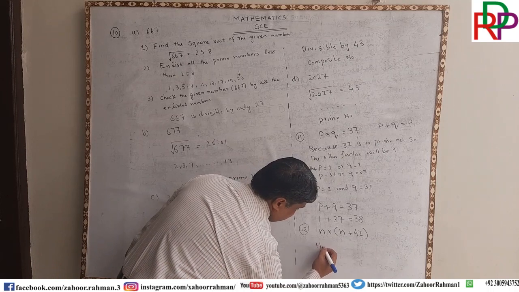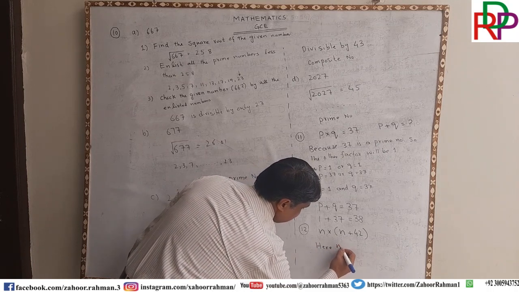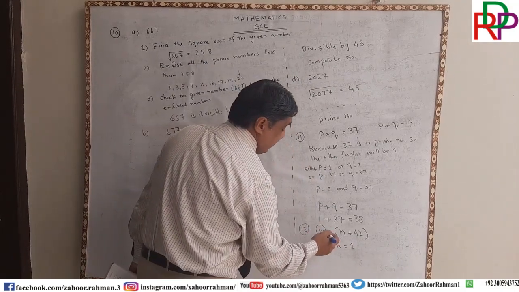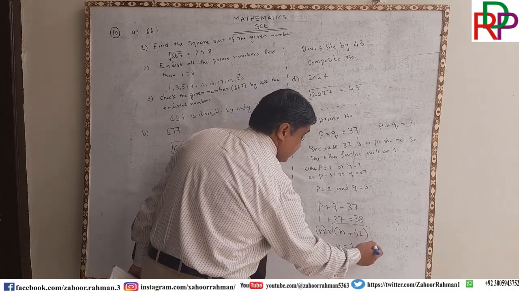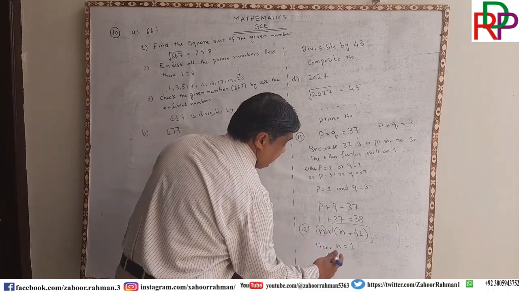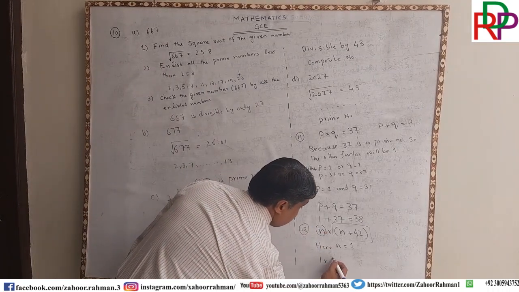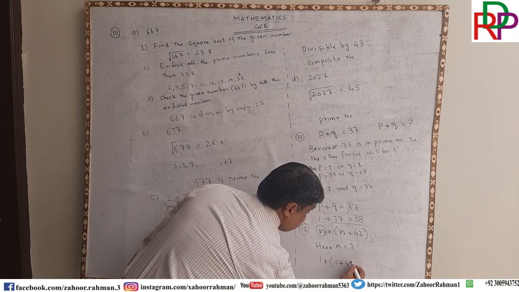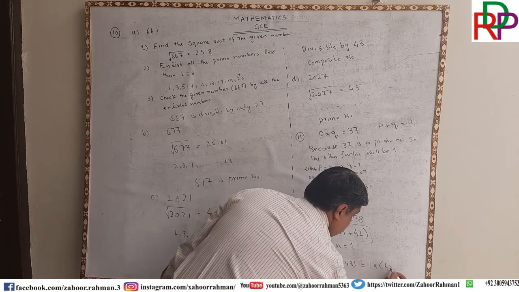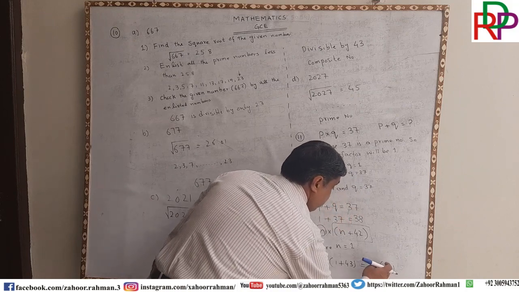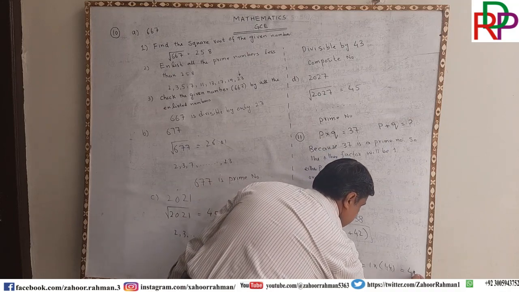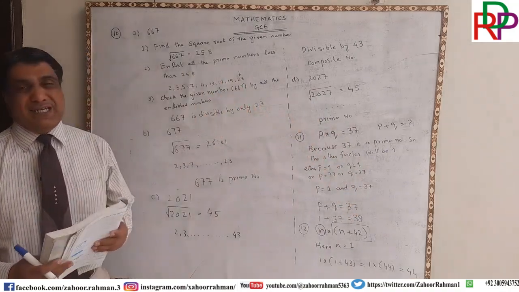Here n is equal to 1. There are two factors of it: one is n and the second one is n plus 42. So if you take n as 1, then 1 multiplied by 1 plus 42 is equal to 1 into 43, and the answer is 43. That prime number is 43.